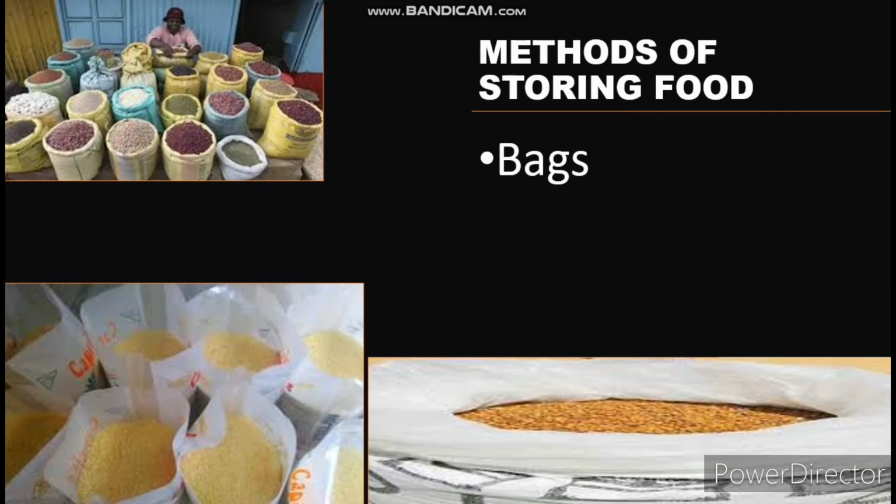The first method we're looking at is bags. Bags are used to store dry food like corn, rice, beans, garri, pepper. All these can be stored in bags, especially when they are plenty.